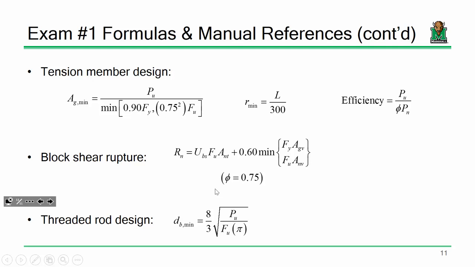And lastly, threaded rod design. Our phi value for threaded rod design is built into that expression you're seeing right there. There was a lot of algebra to get that 8/3 on the outside of the square root, but that 8/3 has phi built into it, so you don't have to go out of your way to compute it. Just take your factored load and your ultimate tensile stress, plug and chug. That'll give you your required threaded rod diameter. Sound good? That is exam 1.